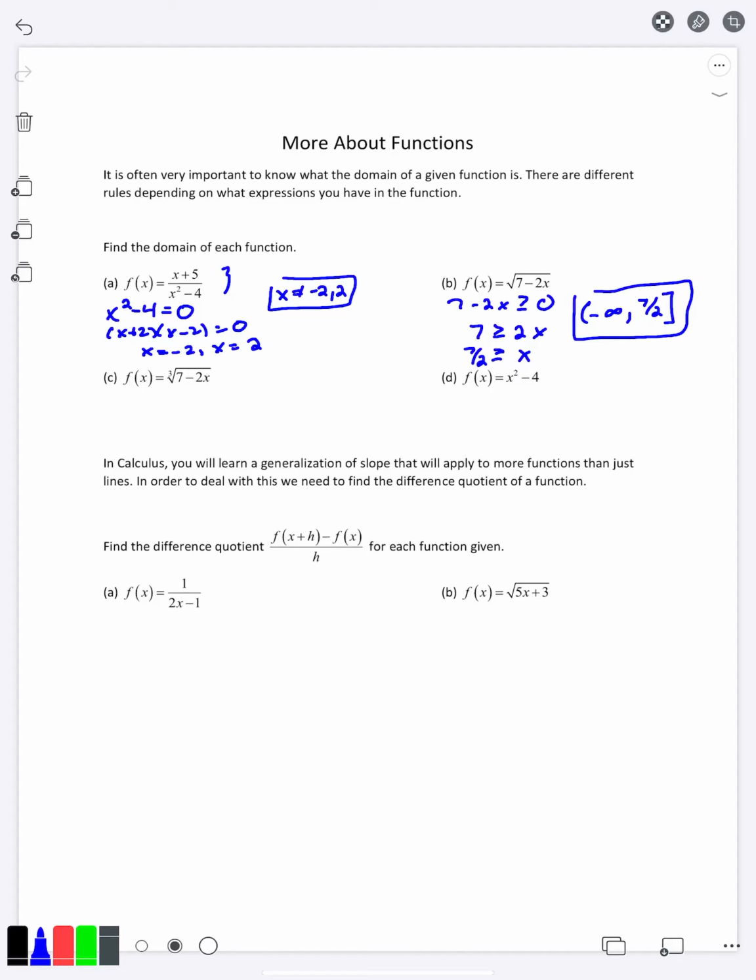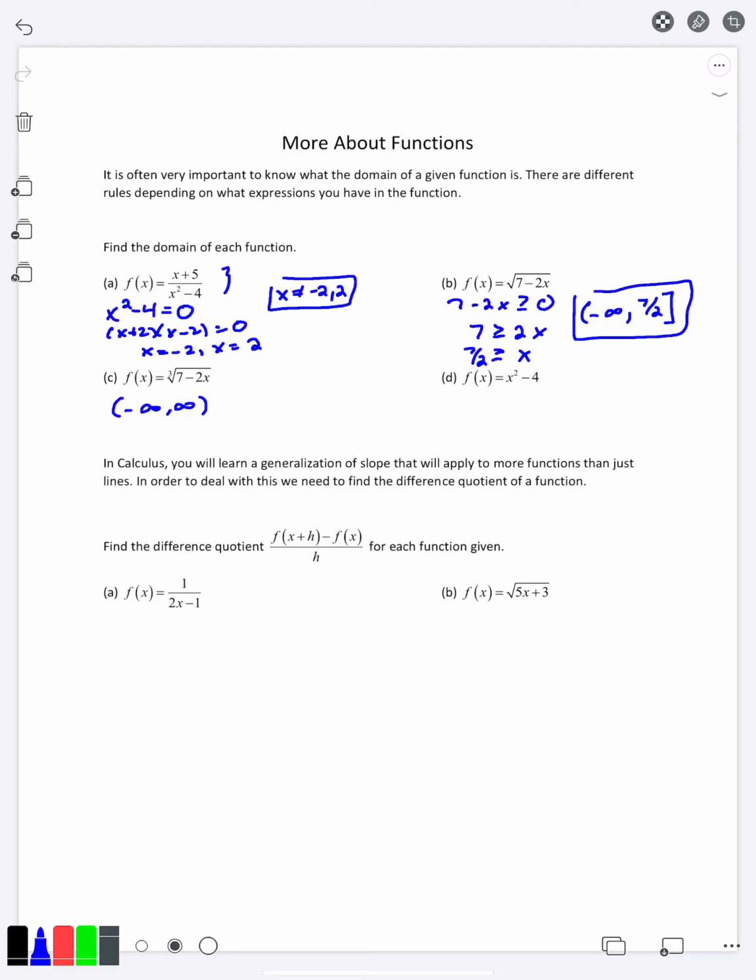Next up, in part C here, I gave you a cube root, and in fact the cube root is of 7 minus 2x. It looks like the same thing we just did. However, it turns out that cube roots are okay with negative numbers. There's not a problem with that. So there's in fact no problem with cube roots. If you have cube roots, all possible numbers are allowed. So my domain is negative infinity to positive infinity. This will be true for anything that just has a cube root in it.